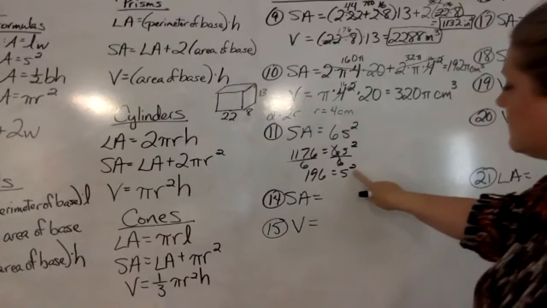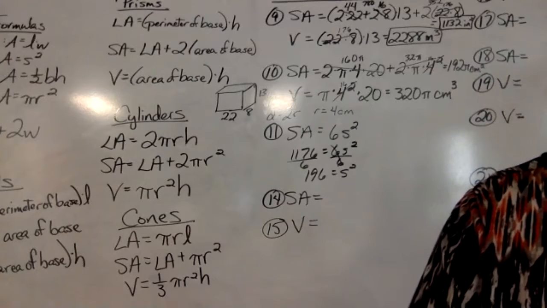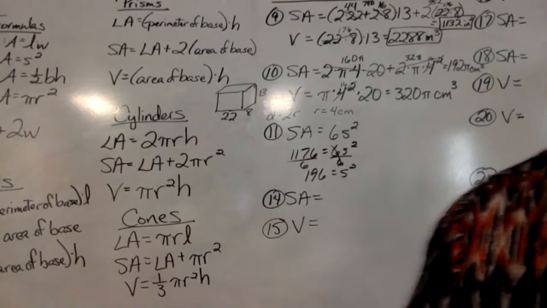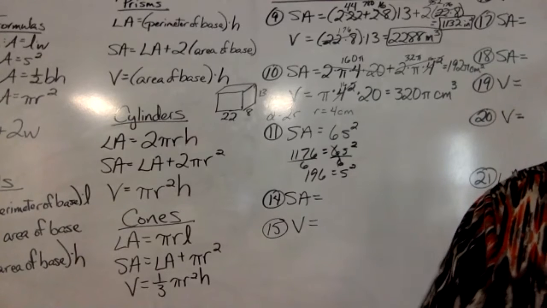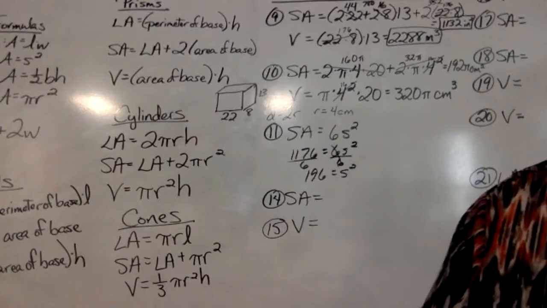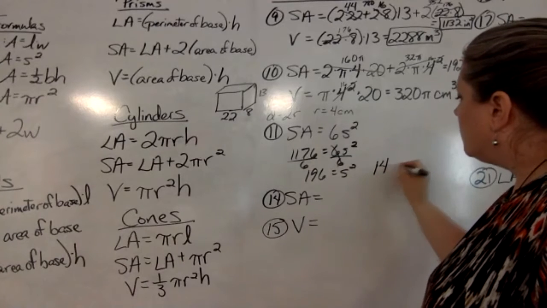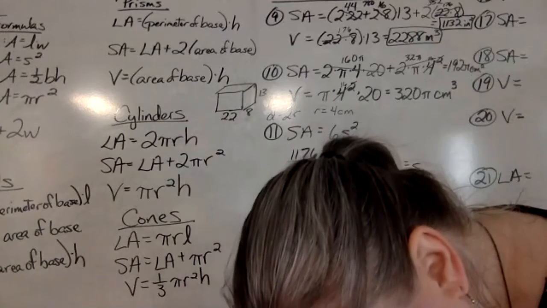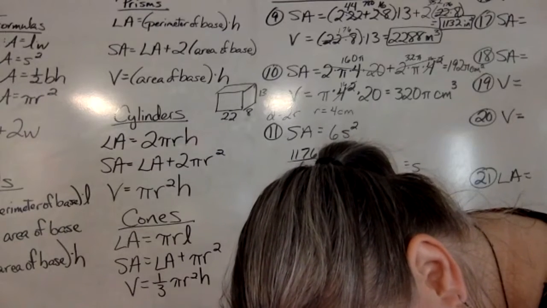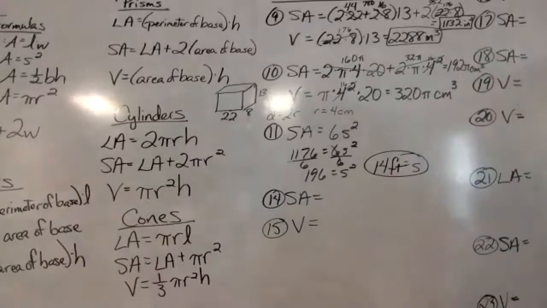Now the opposite of something being squared is taking the square root. I hit the wrong button, I hit cube root, so it messed me up. Which I think it's 14, yeah. So 14 is the length of a side, and it was in feet. So 14 feet is the length of one side.